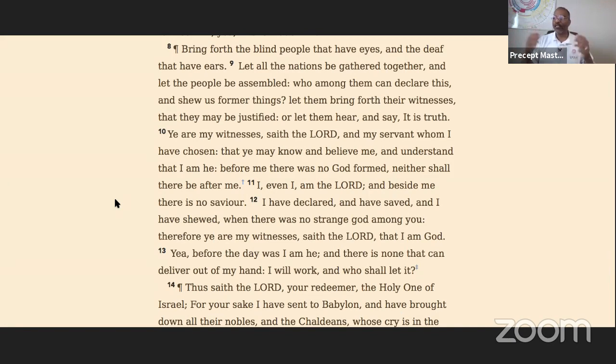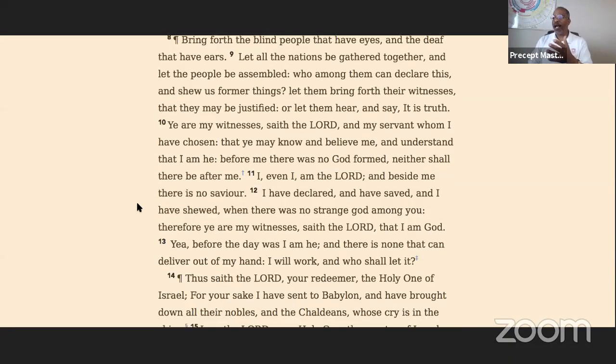He's making this clear. This is where Paul is pulling this from, and we're going to see how Paul makes everything click. So that ye may know and believe and understand that I am he. Based on what? Based on that promise. Before me there was no God formed, neither shall there be after me. I, even I, am the Lord, and besides me there is no Savior.